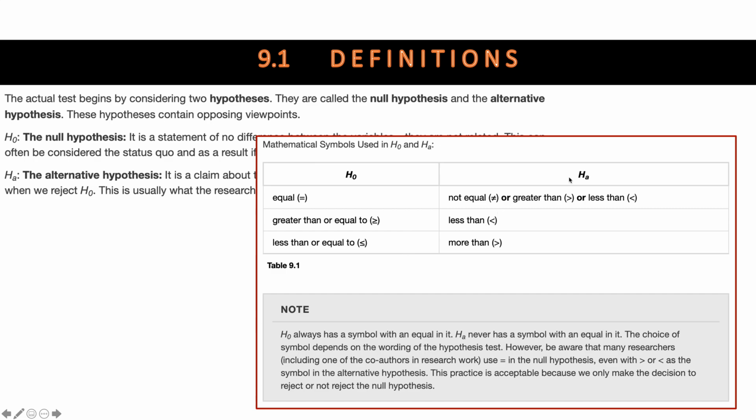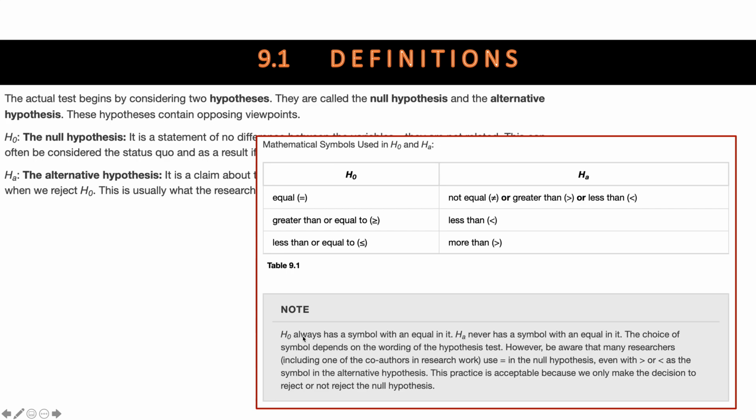So the alternative hypothesis, if you look here, will never have an or-equal-to with it. And the null hypothesis, with respect to probabilities and numbers and so on, will always have an equal involved in it. So that's pretty easy to wrap our heads around, and that's a step toward understanding what they're talking about with these null hypotheses and alternative hypotheses.